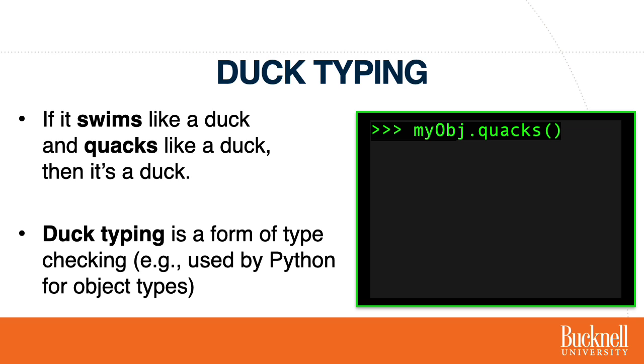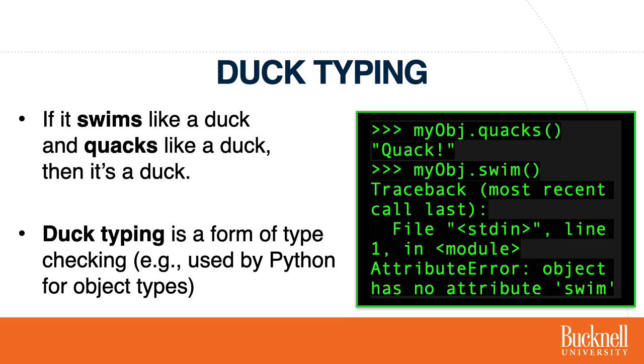Let's try that out. So I have an object called myObject. I'm going to check if it quacks. Quack. Well, that's a good start. I'm going to check if it can swim. Nope, we got an error message. I guess it's not a duck.